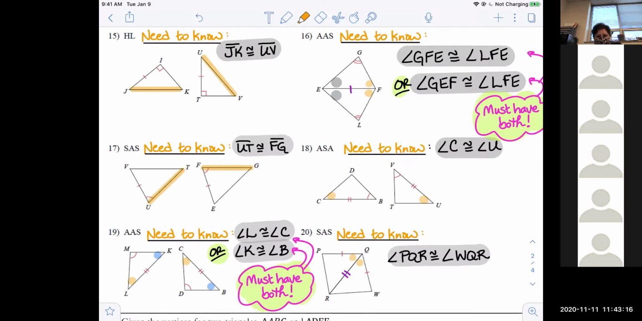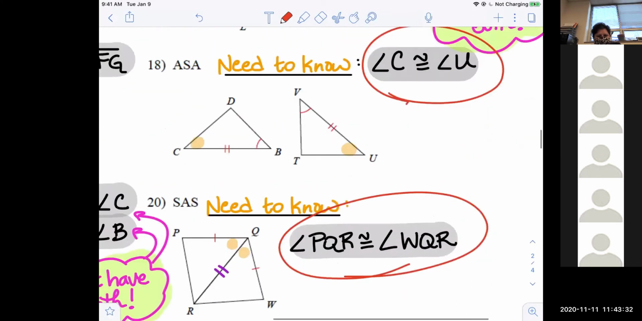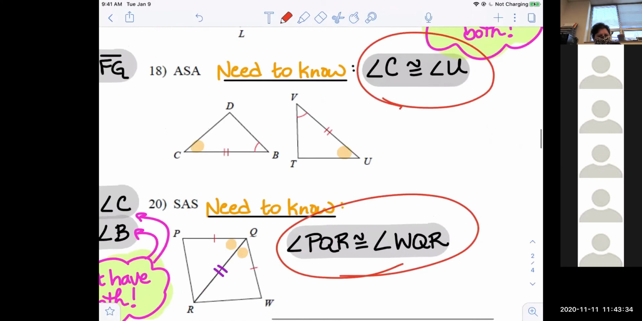Now, something I also want to discuss here is that notice that sometimes I have just one letter to name the angles and sometimes I have three letters. Why is that? Looking at 18 and 20, why on number 18 can I just use angle C and angle U, whereas on number 20 I have to use the long name? What's the difference? Jake?